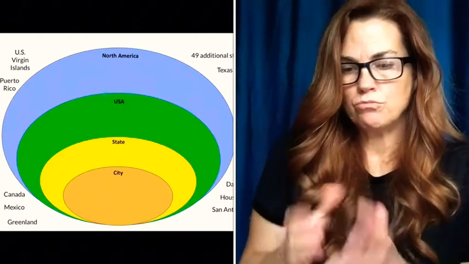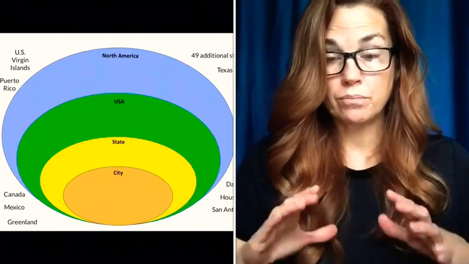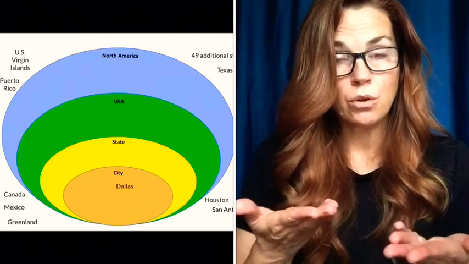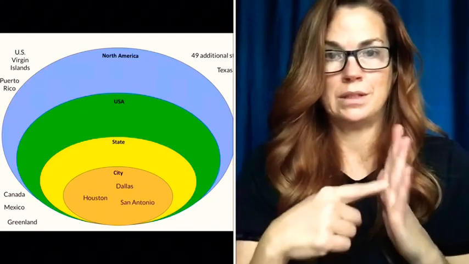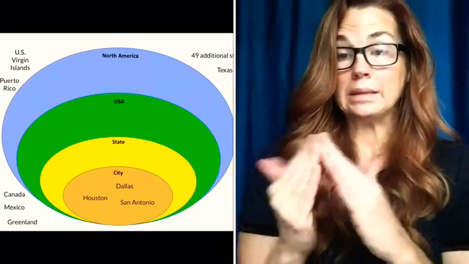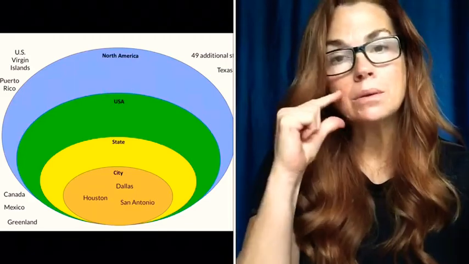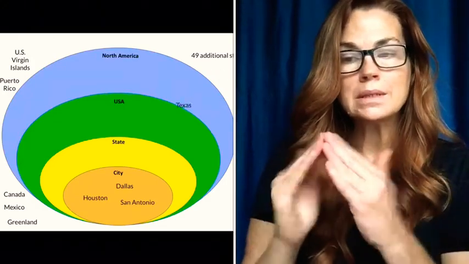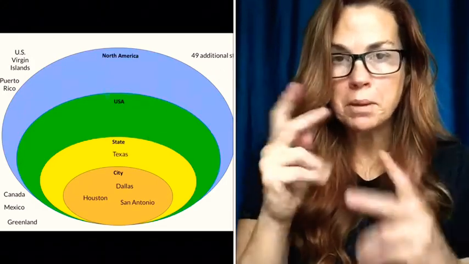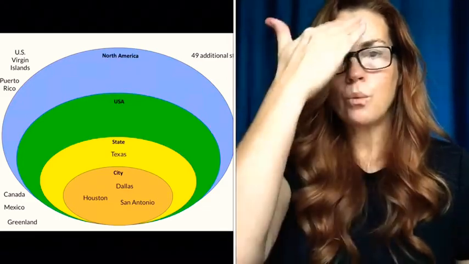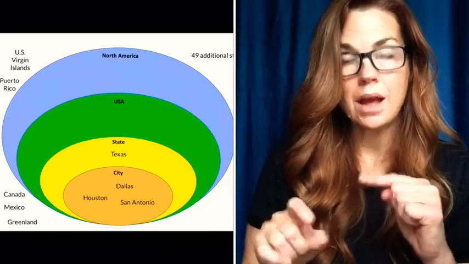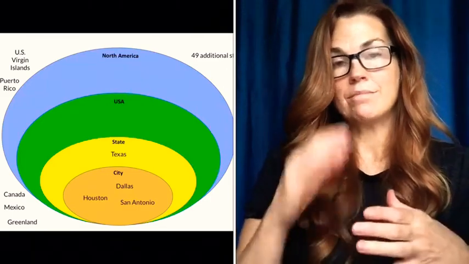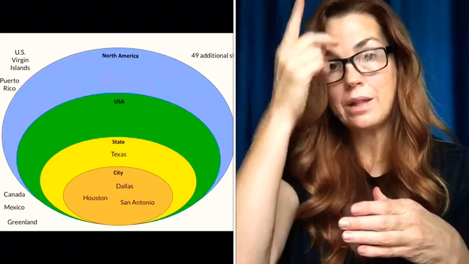Here I'm using an example of geography. We know that in the set of cities, we can put places like Dallas, Houston, and San Antonio. They share characteristics of cities. They're large urban areas where people live. We also know that Texas is not a city. It belongs to the set of states. And it also includes, in this case, those cities of Dallas, Houston, and San Antonio. So the orange set is also part of the yellow set.